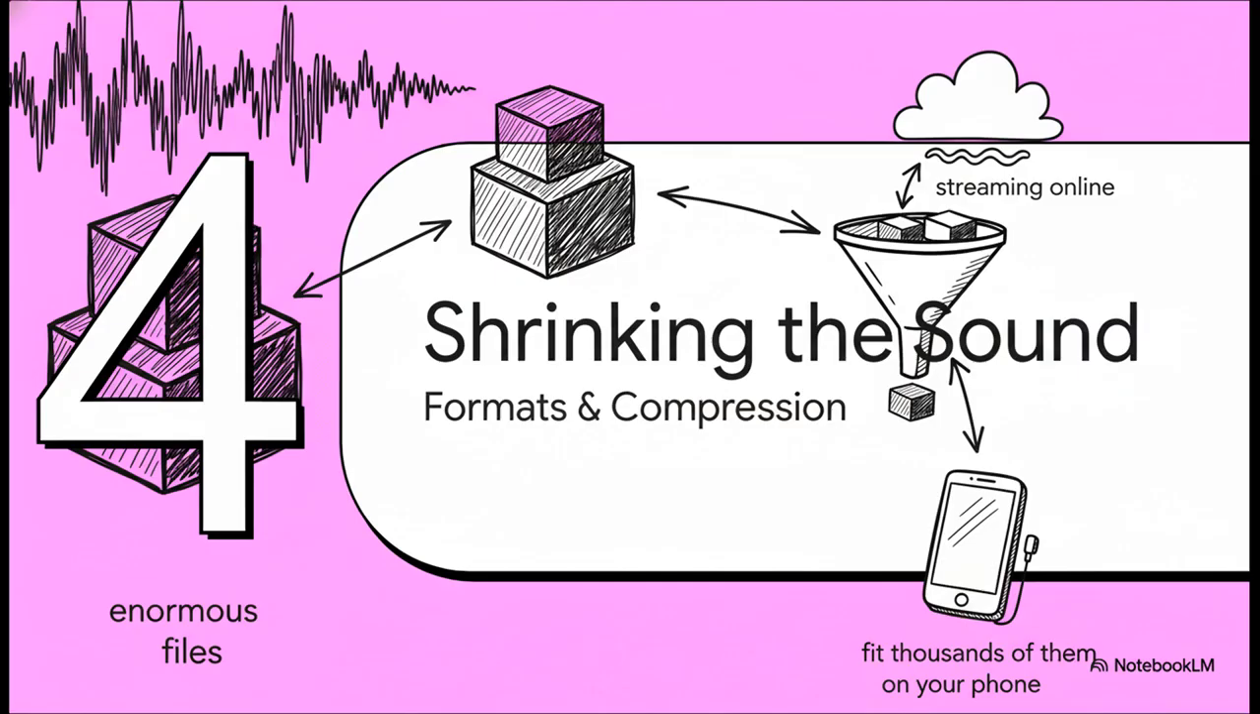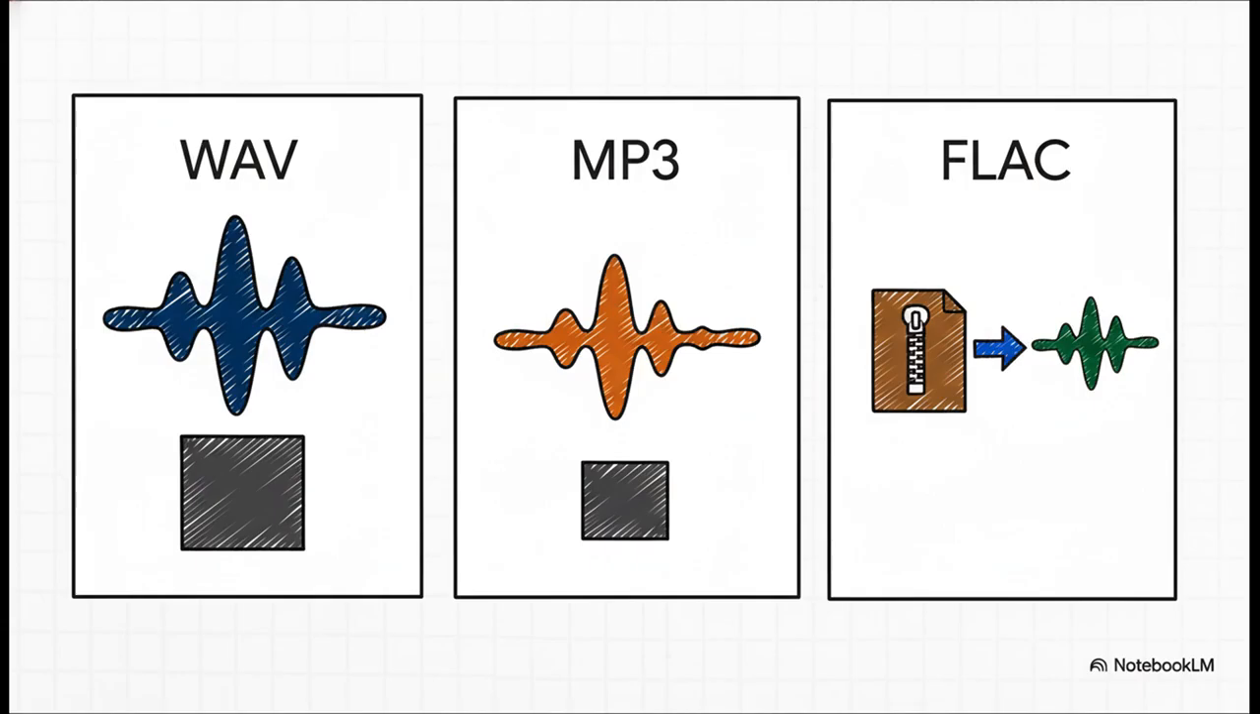So all that incredible detail from high sample rates and bit depths, it creates absolutely enormous files. The next big challenge is, how do we make them small enough to stream online or fit thousands of them on your phone? I'm sure you've seen these file types before. WAV files are the raw, uncompressed originals. Perfect quality, but they are massive. MP3s are the ones we all know. They're compressed to be small and easy to share. And then you have formats like FLAC, which are cleverly compressed so they take up less space, but can be unpacked back to their original perfect quality.